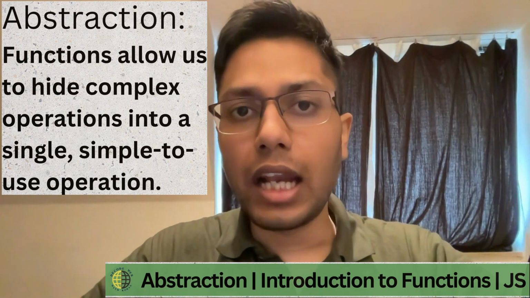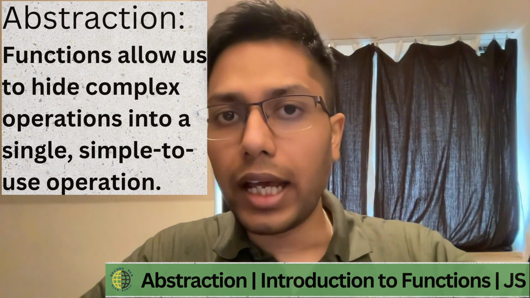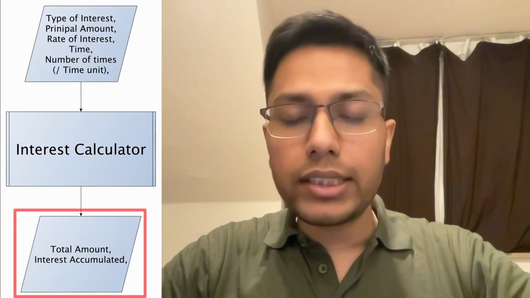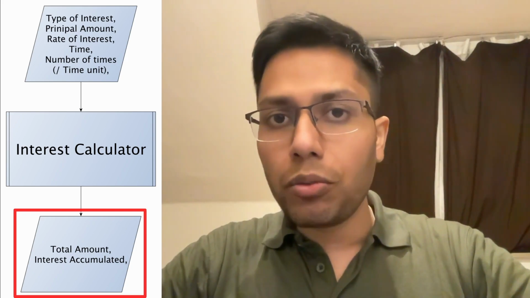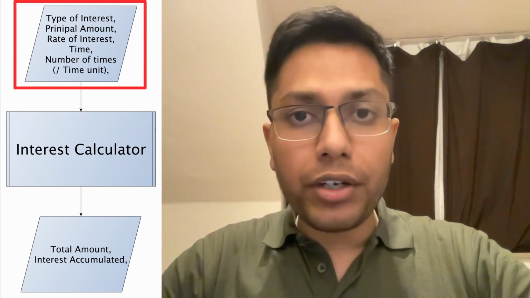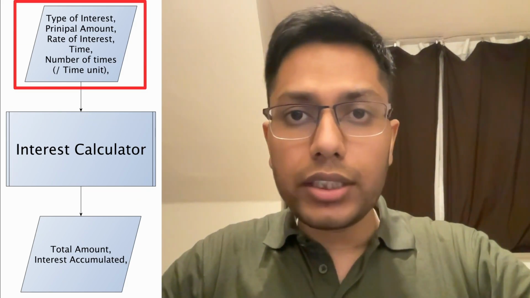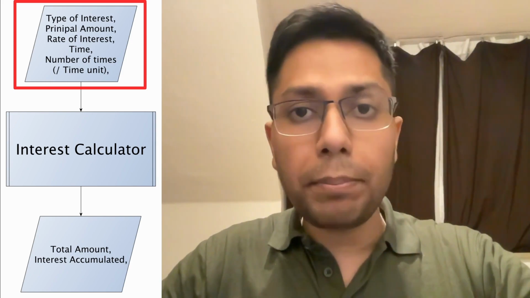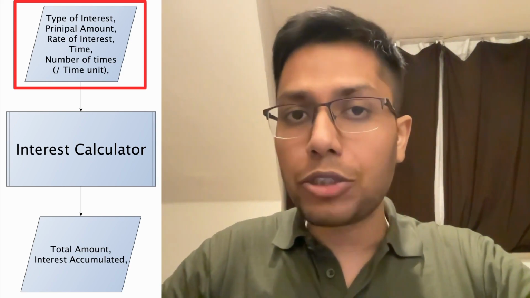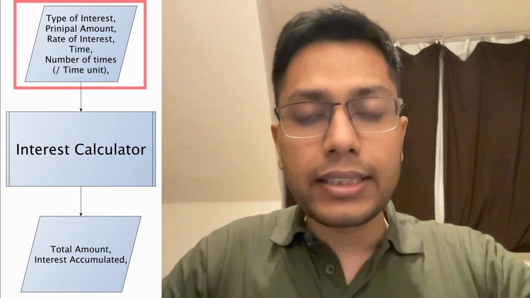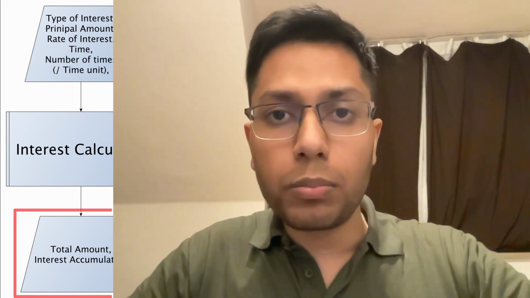Abstraction. Functions allow us to hide complex functionality into a single simple to use operation. Let's look at an example where we have a function that calculates interest and total amount accumulated based on a principal amount. To calculate this, it will need type of interest, principal amount, rate of interest, and number of times interest applies per time unit, which is mostly per annum. So basically hiding the actual complexity and providing a clean interface which accepts few inputs and provides output.